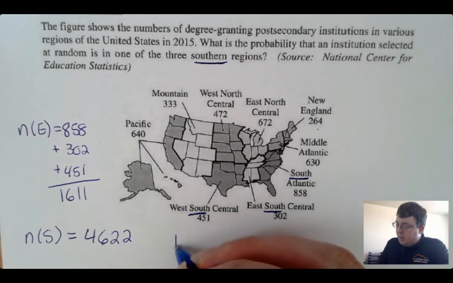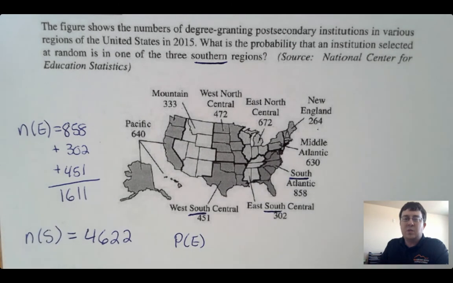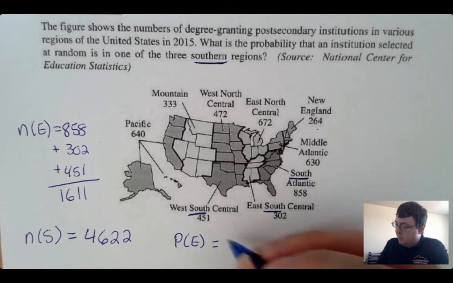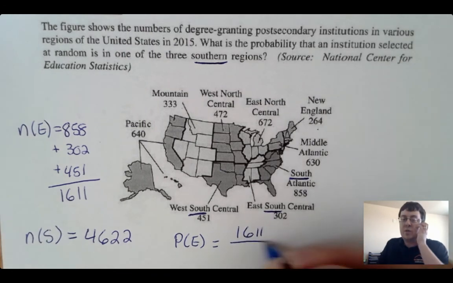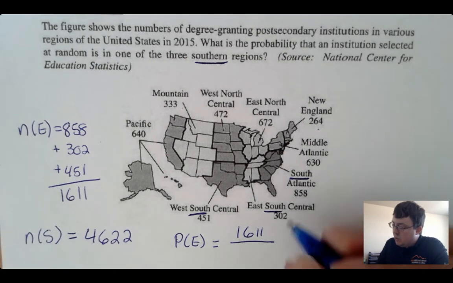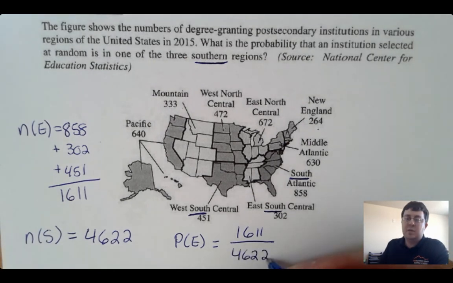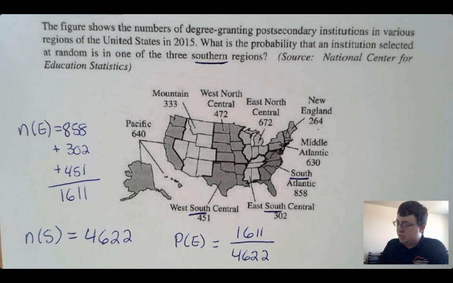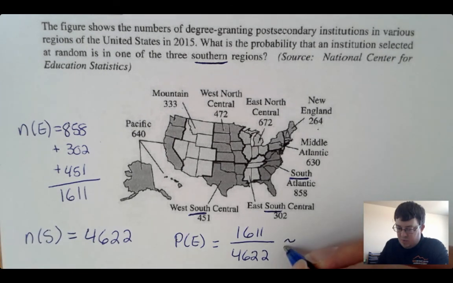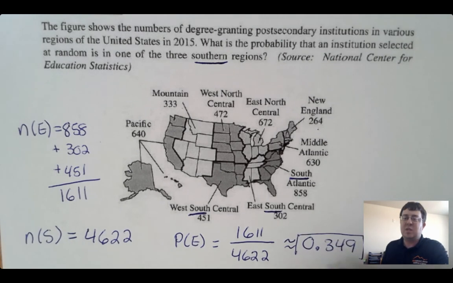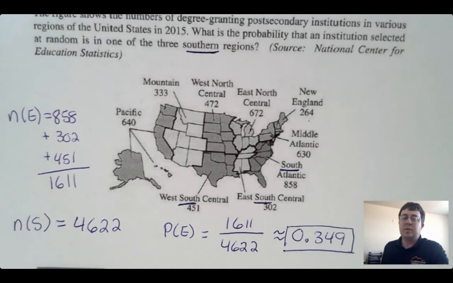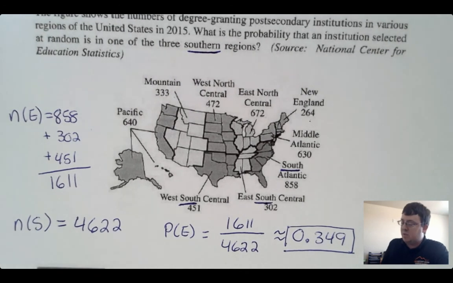So then the probability of selecting one of the institutions in the South region is the number of institutions there are in the South region, the ones that you want, divided by the total number of post-secondary institutions there are. This is about 0.349. And I rounded to 3 decimals just because that's what I'm going to be asking you to do on the quiz as well. So if you round to decimals, you can either put 1611 over 4622, or you can round to decimals, make sure you give me 3 decimal places like I did here.